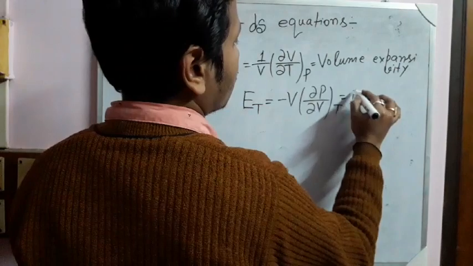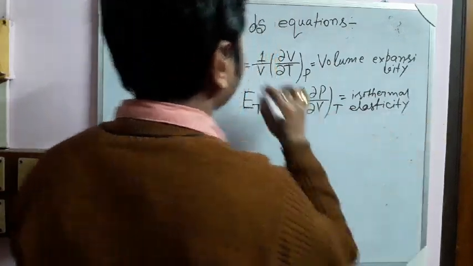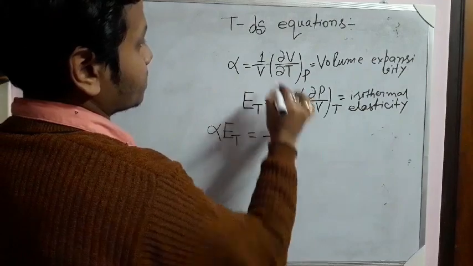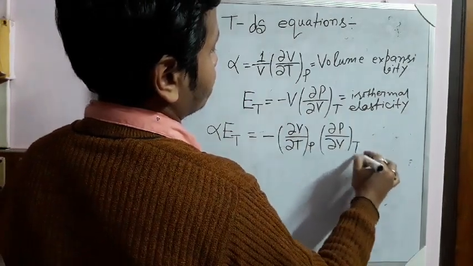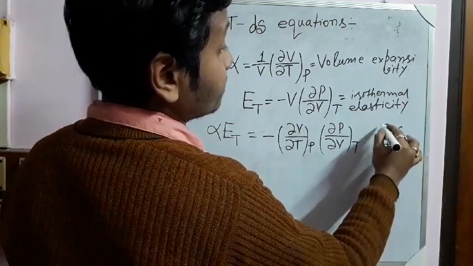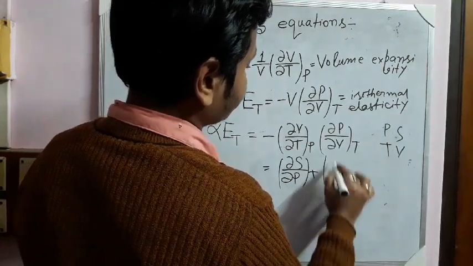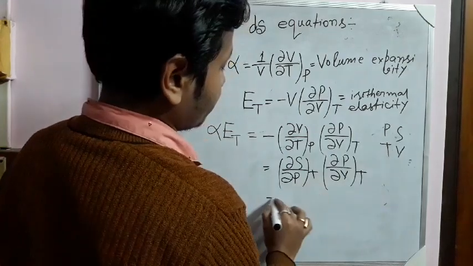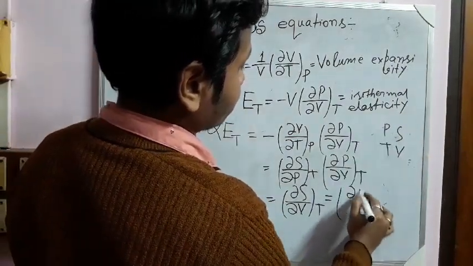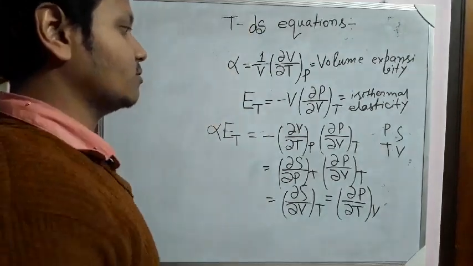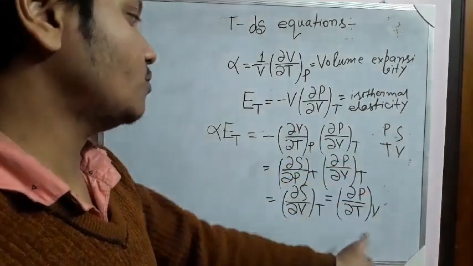This represents the isothermal elasticity. Now multiply these two terms. What do you get? Minus, V and V cancel. So (del V/del T) at constant pressure times (del P/del V) at constant temperature. So what will be alpha ET? It will be minus (del S/del P) at constant temperature, times (del P/del V) at constant temperature, which gives (del S/del V) at constant temperature. And (del S/del V) at constant temperature means (del P/del T) at constant volume. Okay, fine. Alpha multiplied by ET means this. So after simplifying and using Maxwell's relation, you have to rearrange this.